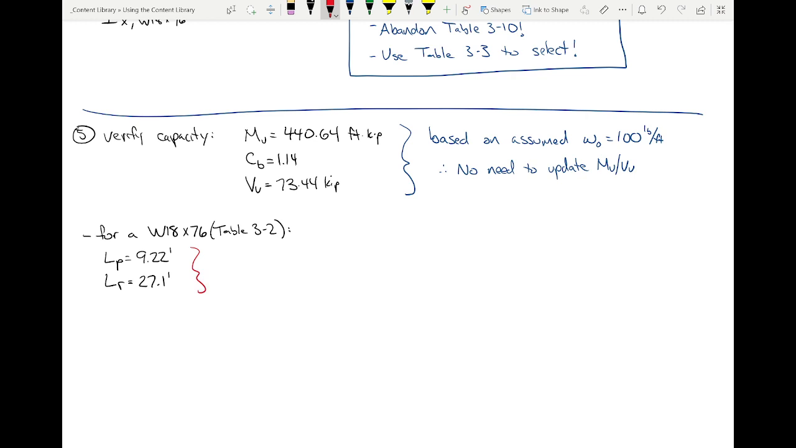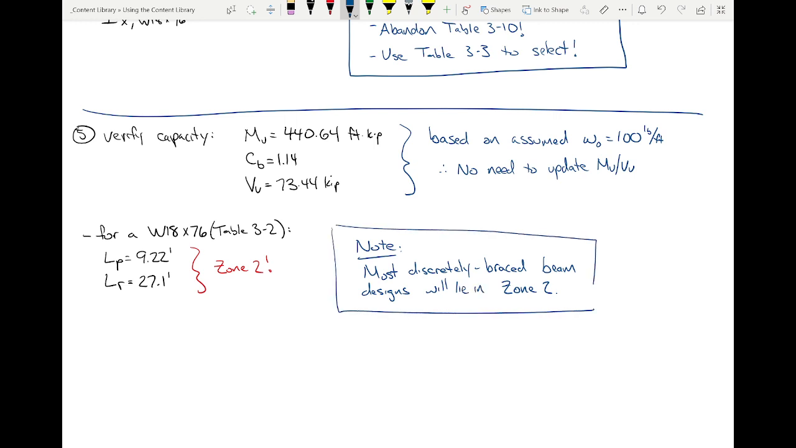What does this tell me? Zone 2. Okay. Note, most discretely braced beam designs will lie in zone 2. Most of them will be zone 2.